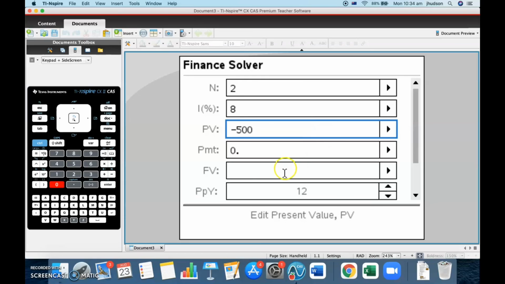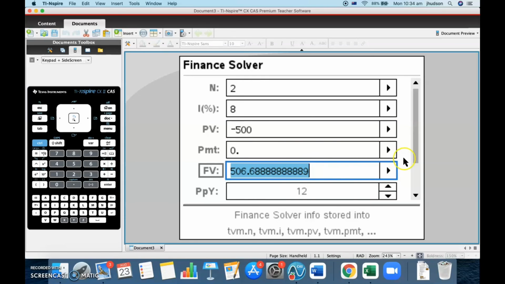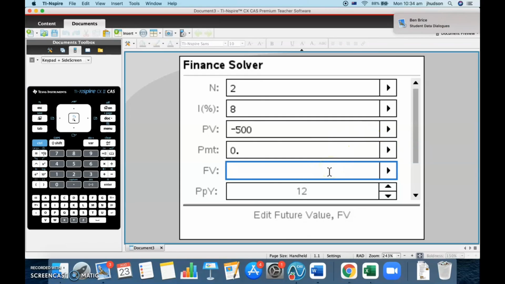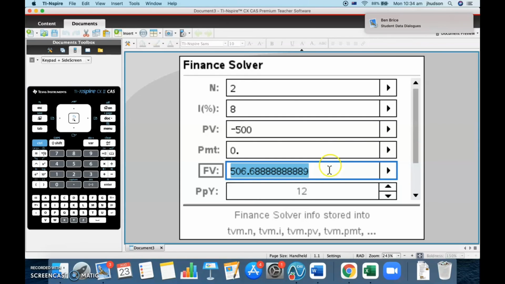There we go. I want to find out the future value. As you can see, what you want to find out, you'll have nothing in there and then you'll press enter. But it's basically just about filling in each of these gaps with information that you've been given. So have a go at that and let me know if you need a hand.